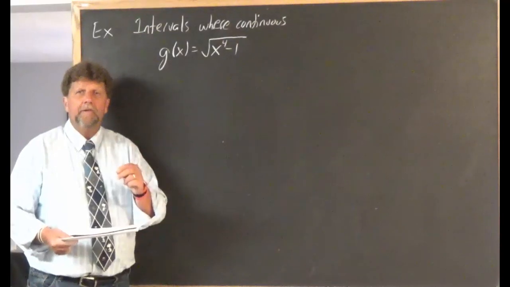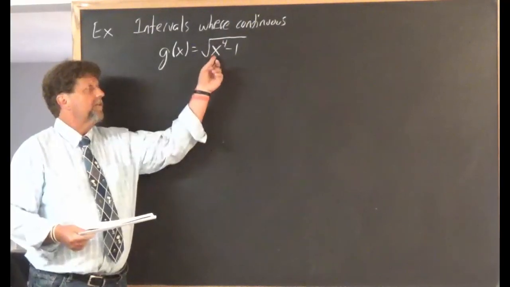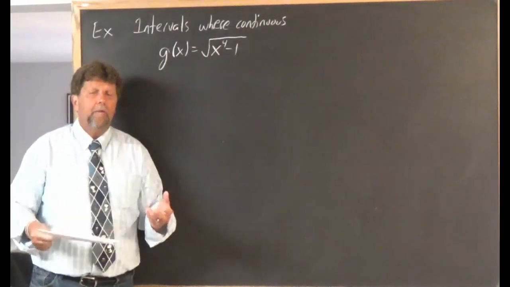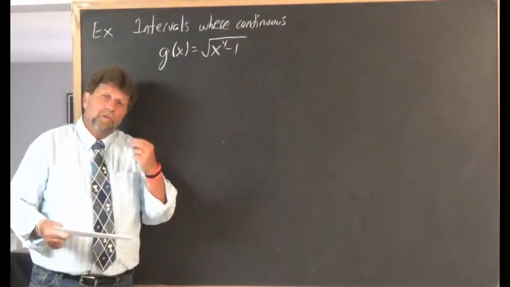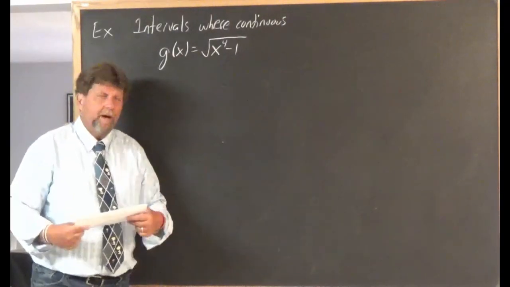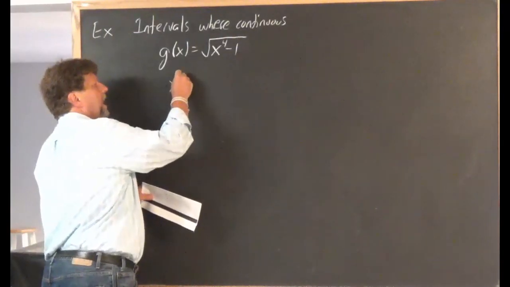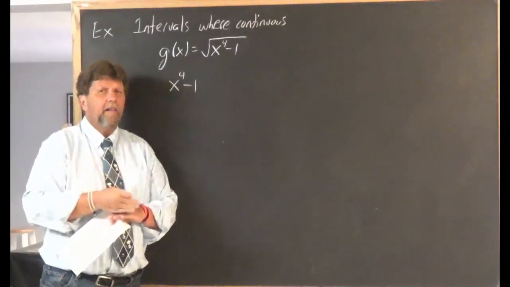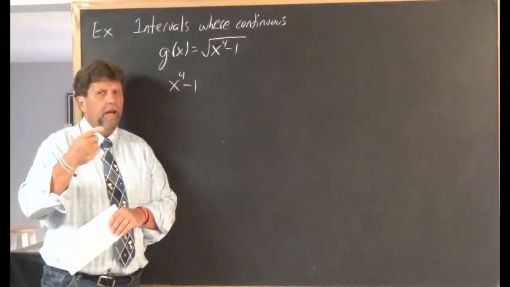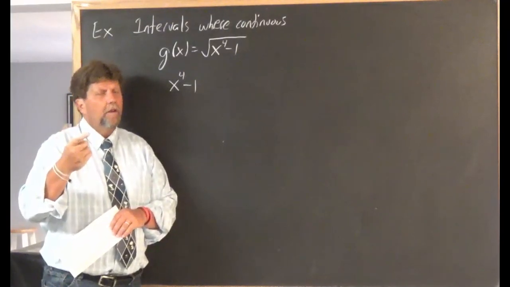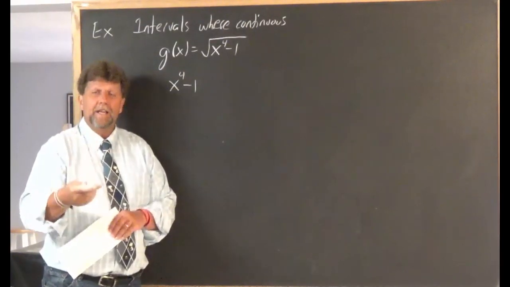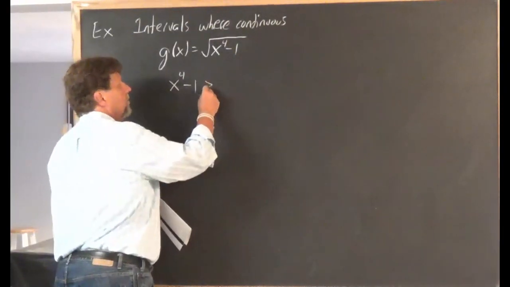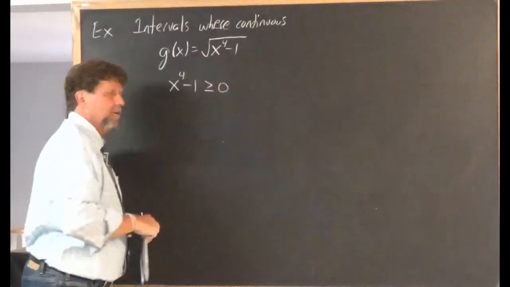0 is not in the domain of this function, because if 0 goes in for x, we would end up with a negative number under the square root. And we can't do that in the real number system. So look at what's under the radical, x to the fourth minus 1. It is not allowed to be negative. Well, if it's not allowed to be negative, that means it is allowed to be positive. It also is allowed to be 0. So what's under the square root must be greater than or equal to 0.